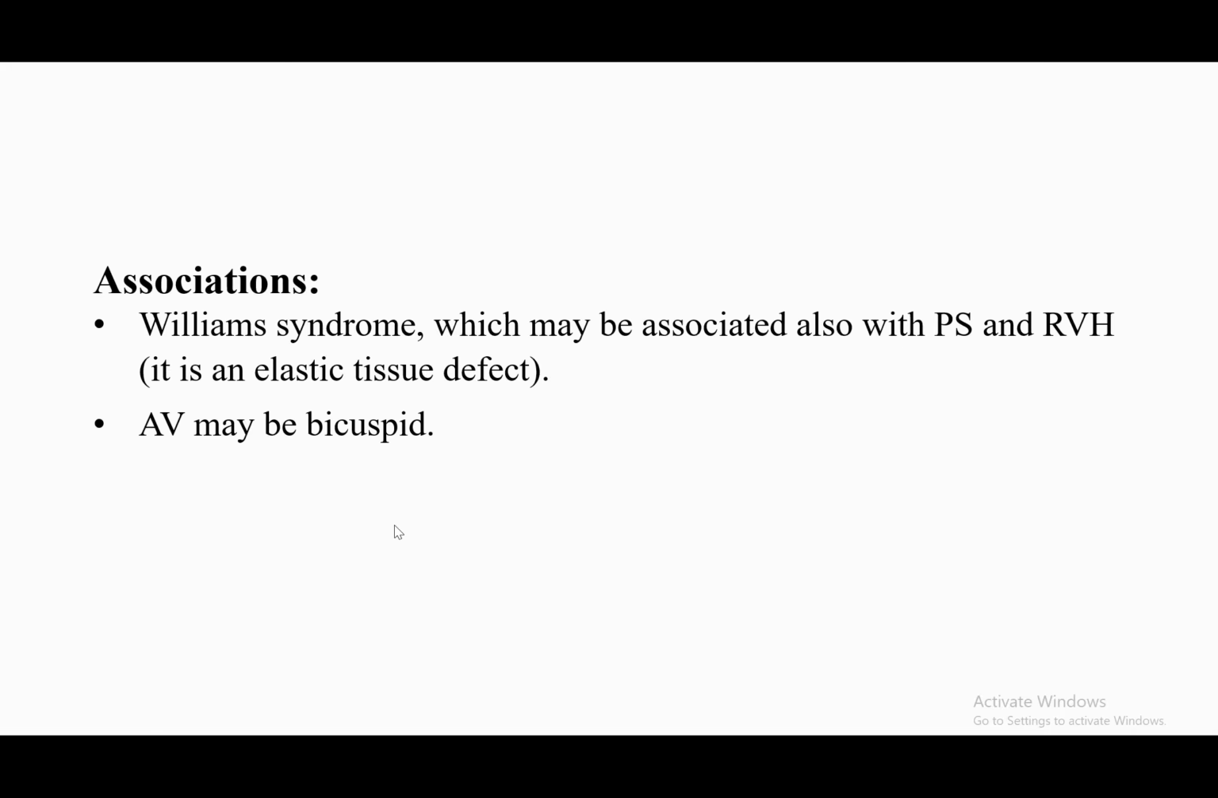Talking about the supravalvular aortic stenosis. It may be associated with Williams syndrome, which may be associated also with pulmonary stenosis and RVH, right ventricular hypertrophy. It is an elastic tissue defect, so all these arteries may be associated with the syndrome. The aortic valve may be bicuspid.